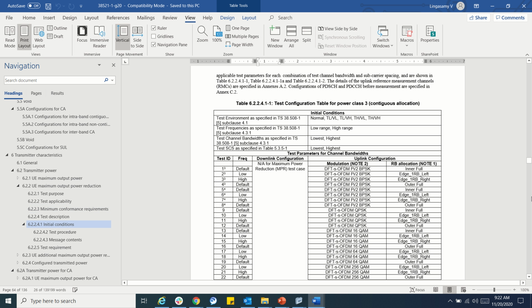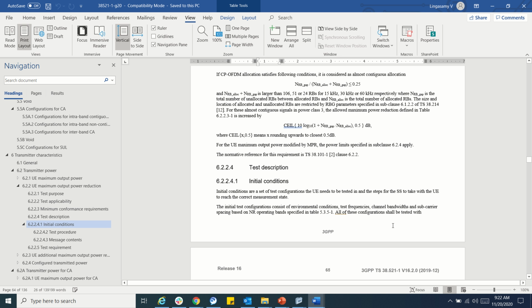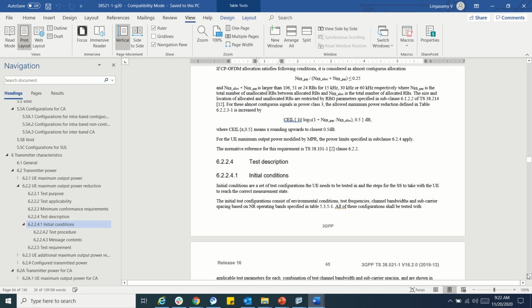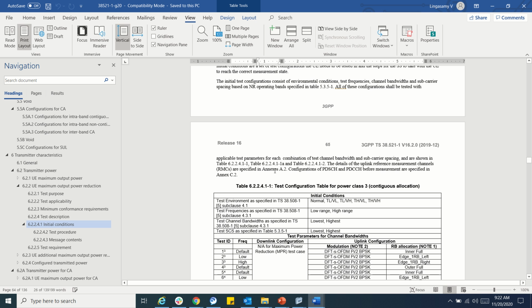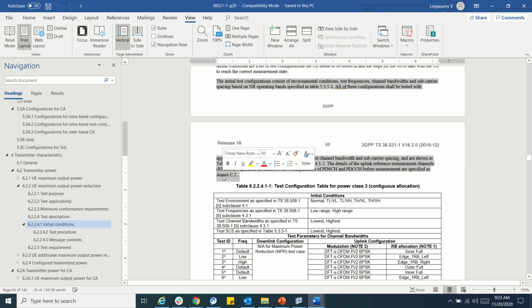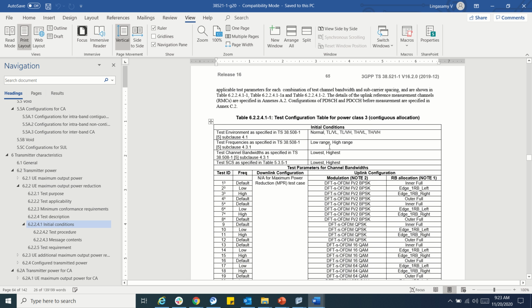And the initial conditions, what should be set before we move on to the testing. They will talk about the attach, detach procedure and other things. What format we have to use, those kinds of things will be mentioned here. For example, you can see here they will measure a configuration of PDSCH, PDCCH. All these parameters would be defined in this particular annexure of this spec, and those parameters can be read from there.